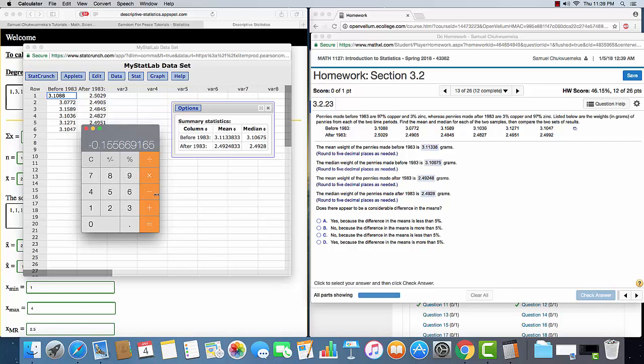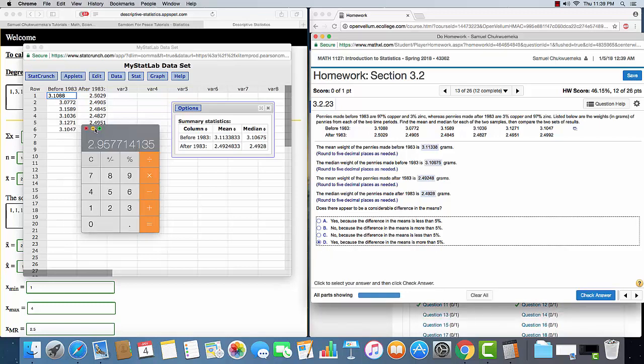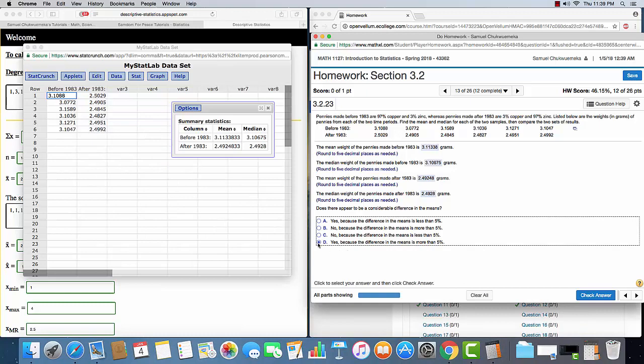And let's subtract it. So I'm gonna put minus here and then plus. Subtract that from 3.1133833. You understand what I just did? So this is 2.95771, which is greater than 2.49248833. So yes, the difference is more than 5%. So I'll go with D. Okay, difference is more than 5%.